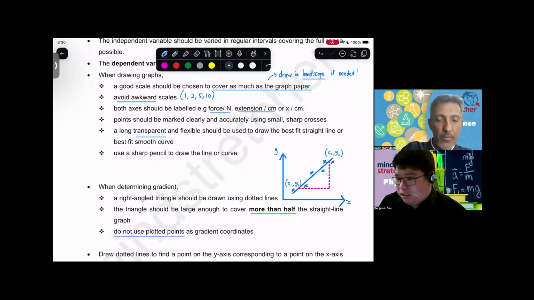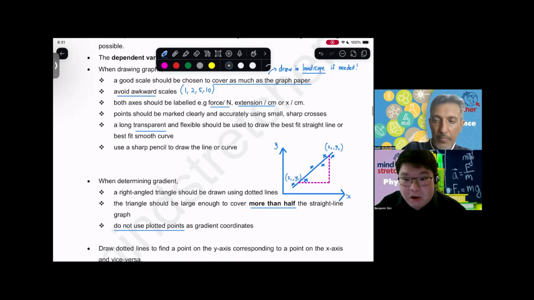Now, what would be awkward scales? Awkward scales will be things like in threes or in fours. I've even seen one case before where somebody drew in sevens. That's absolutely terrible. Never ever draw with awkward scales, because when you do so, not only would you be punishing yourself, you would be making it very difficult for any sort of calculations, and you will most definitely be marked down. So try to avoid awkward scales. Usually 1, 5, 10 will be perfect, just nice.